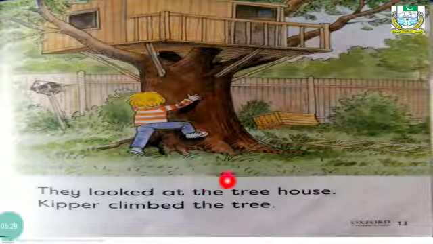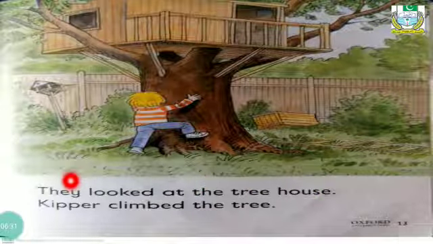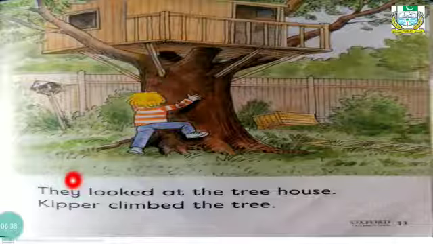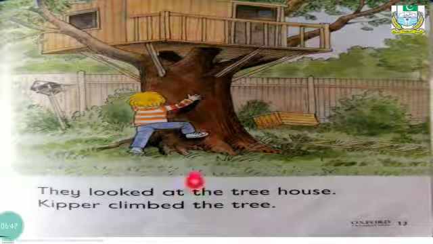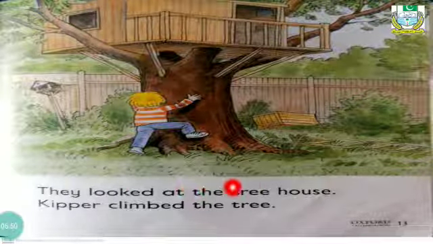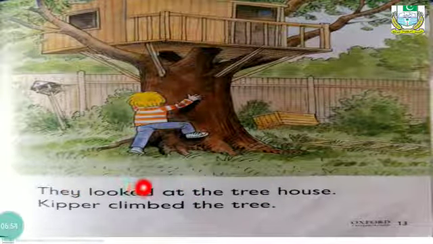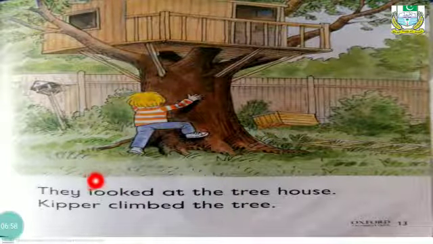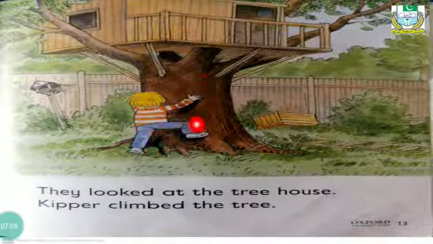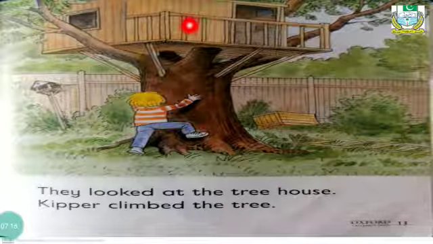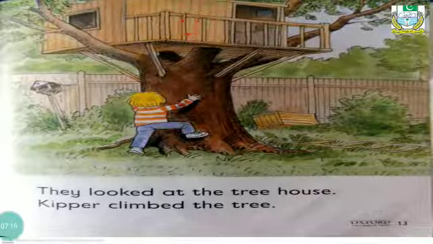They looked at the tree house. When they ran down the garden, what did they see over there? They saw a tree house. So they looked at the tree house. And Kipper, what did Kipper do? Kipper climbed the tree. Here we can see Kipper trying to climb the tree. And this looks like a very beautiful tree house. So they have a tree house as well in the garden.